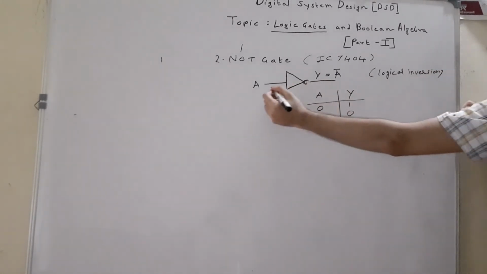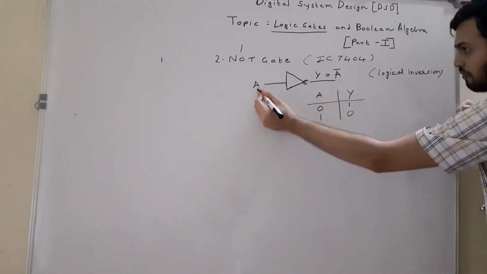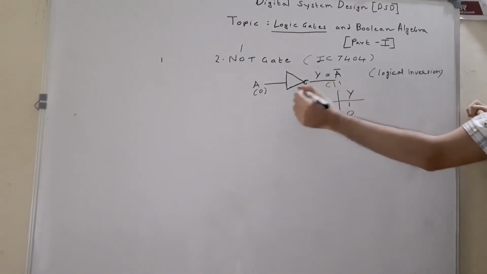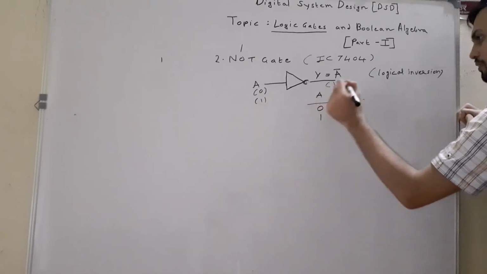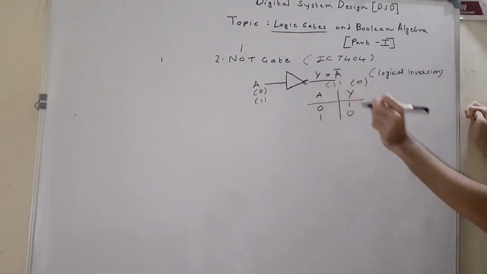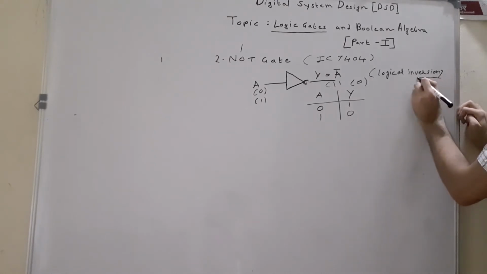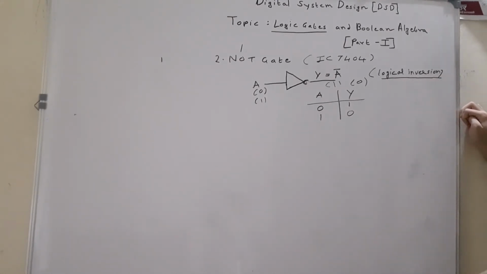That is, whatever we provide at the input, if you provide logic 0 at the input, it inverts it to 1. If you provide 1, it inverts it to 0. So NOT gate is used as an inverter, or it performs the important task of logical inversion. That is important in various cases when we design digital circuits.